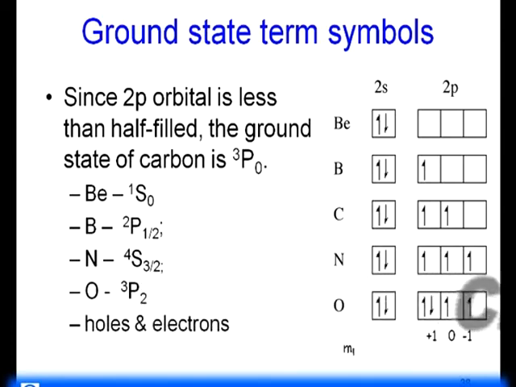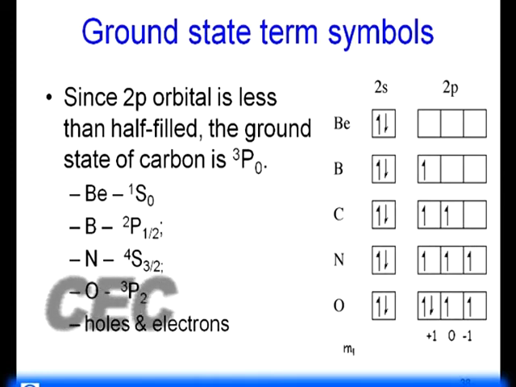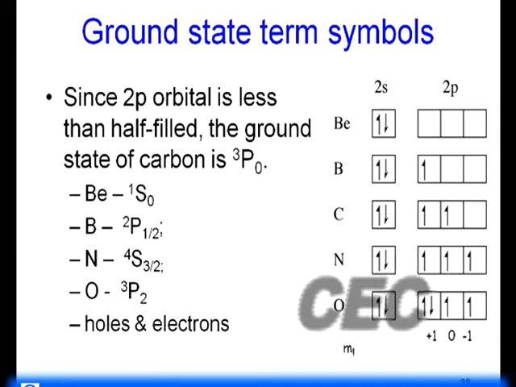J value, for half filled, it doesn't matter whether you take the higher value or the lower value, it will give you the same number. So 4S 3/2, you get only one number because L contributes only 0, S is equal to 3/2 and L is equal to 0, L plus S and L minus S have the same value 3/2. So we get for nitrogen the 4S3/2 state.